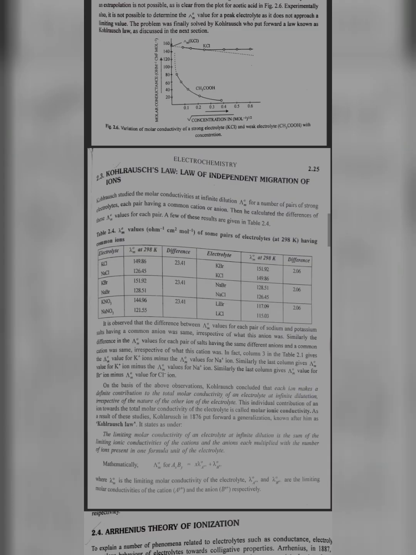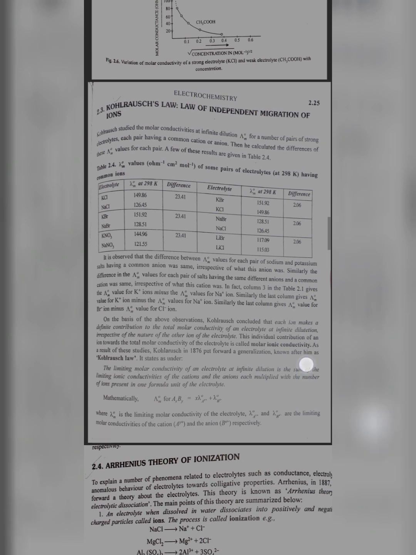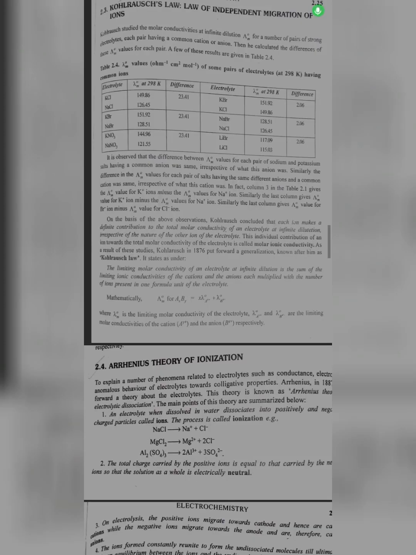Kohlrausch's law of independent migration of ions. Kohlrausch studied the molar conductivity at infinite dilution, Λ°m, for a number of pairs of strong electrolytes, each pair having a common cation or anion. Then he calculated the difference of these Λ°m values for each pair. It was observed that the difference between the Λ°m values for each pair of sodium and potassium salts having a common anion was the same, irrespective of what this anion was. Similarly, the difference in the Λ°m values for each pair of salts having the same anions and a common cation was the same, irrespective of what this cation was.